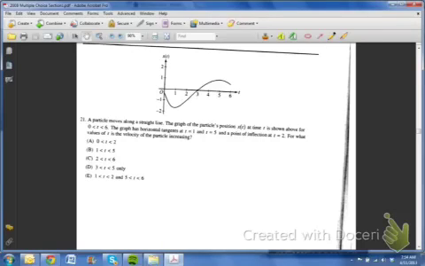All right, so I'm going to do the next 5 on the 2008 non-calculator multiple choice, so 21 through 25. A particle moves along a straight line. The graph of the particle's position is shown above. The graph has horizontal tangents at 1 and 5 and a point of inflection at 2. For what values of t is the velocity of the particle increasing? So they're asking you, where is the acceleration positive?